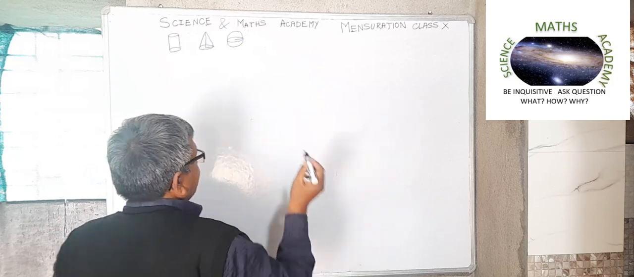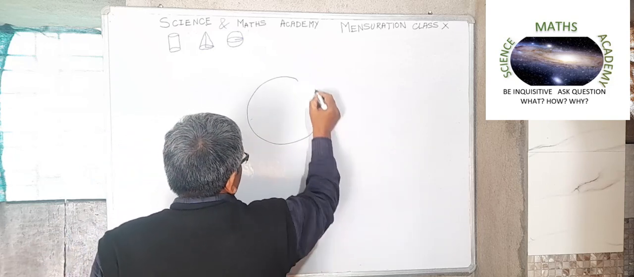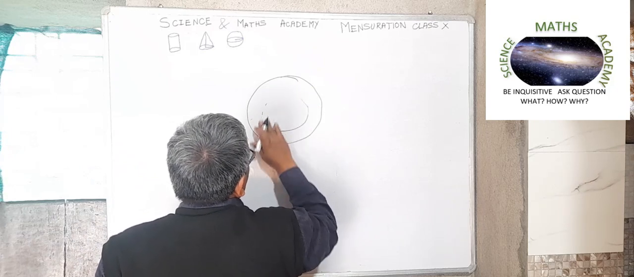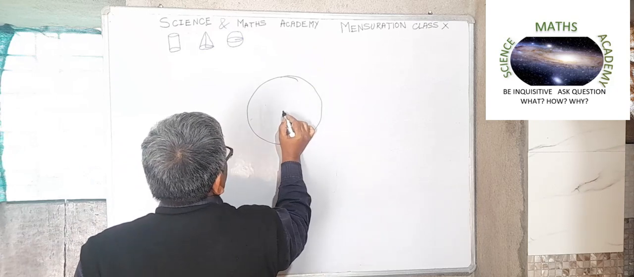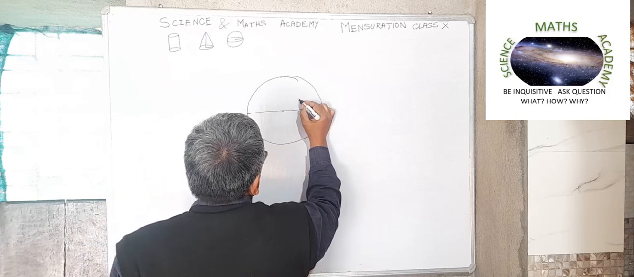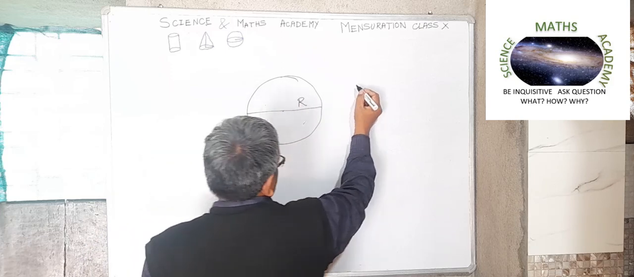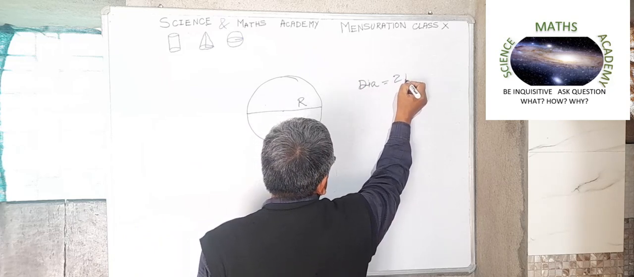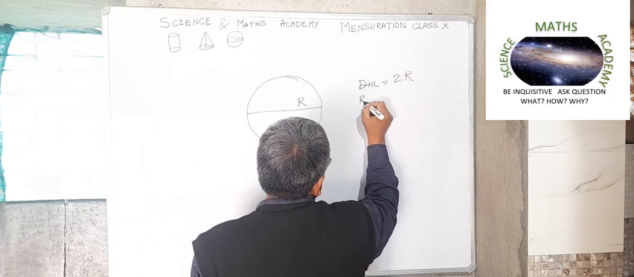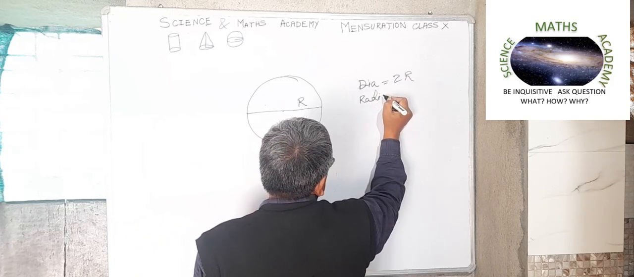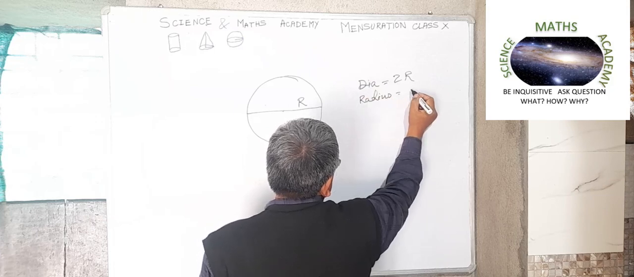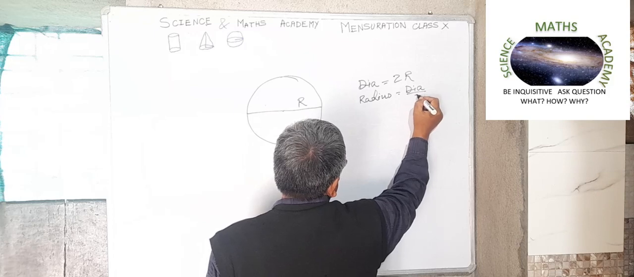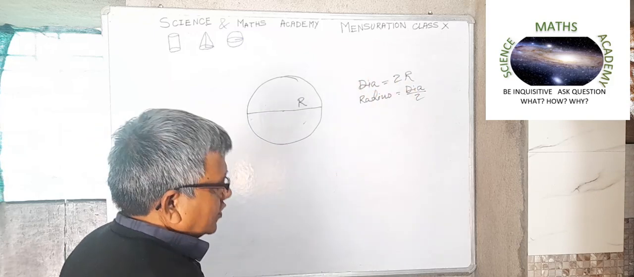Before that I will start from the class 9 circle, because it will be required here. In a circle, you know, the diameter is the biggest chord and half of the diameter is r, the radius. Diameter equals 2r, then radius will be diameter by 2, that is r. This is the concept.